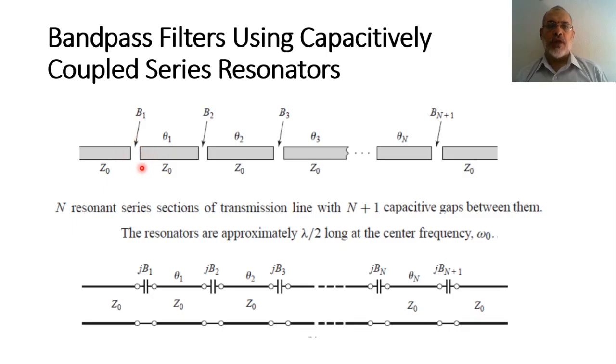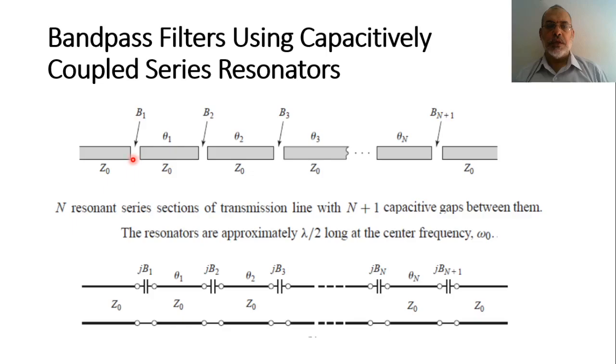and these capacitive gaps are connected with series resonators such that this transmission line section represents an open circuit resonator, or a resonance circuit, and its resonance depends on its length or its electrical length theta 1, which corresponds to beta L1, and these resonators are connected in series.